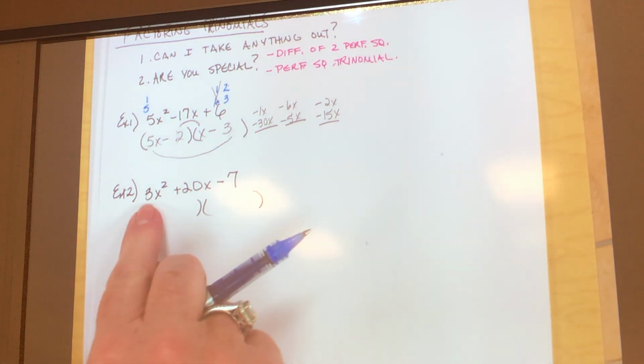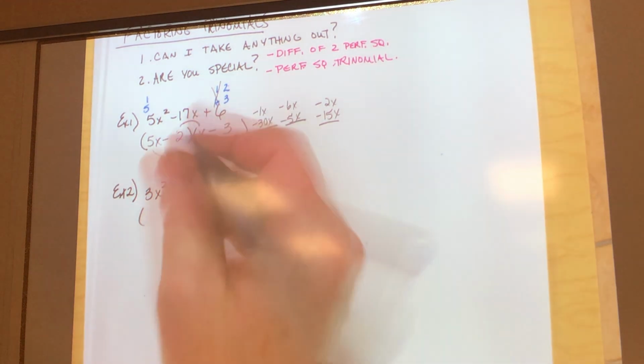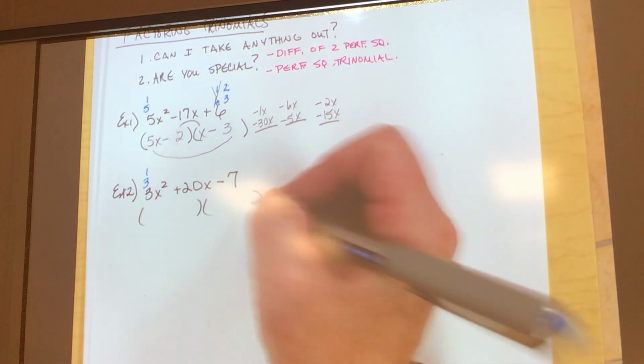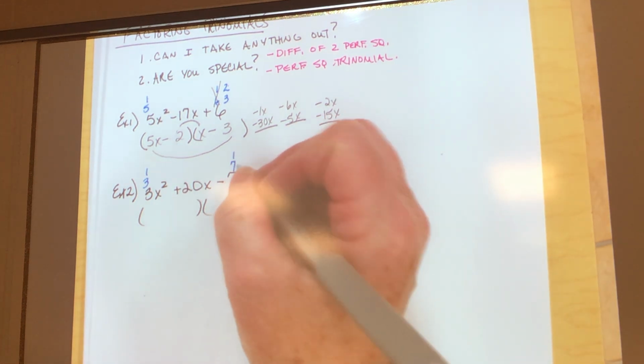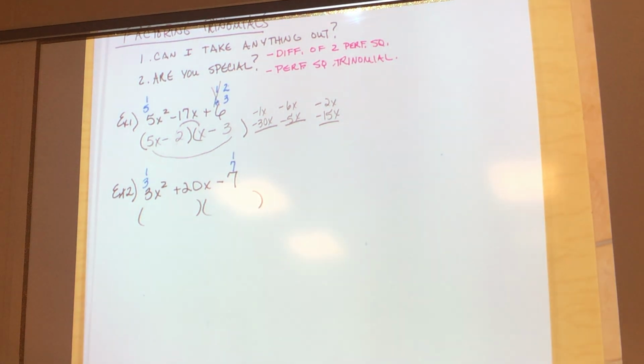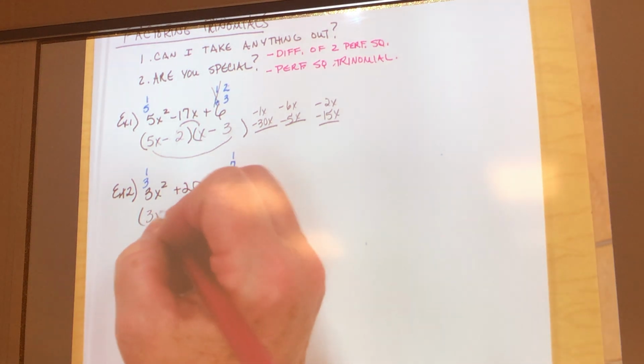I'm going to list the factors of 3. What are the factors of 3? 1 and 3. What are the factors of 7? 1 and 7. Well, this one shouldn't be so hard at all, right? So this is 3x and x.